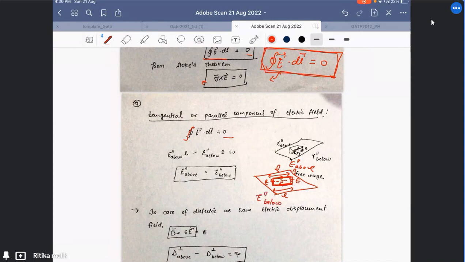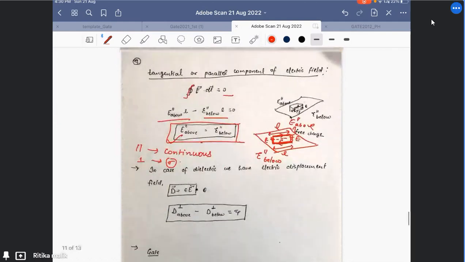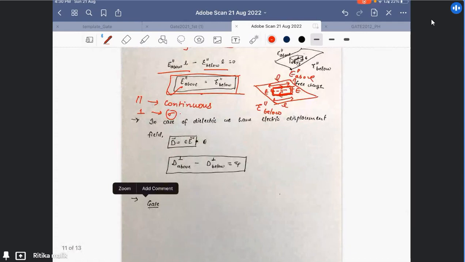So when we do the integral, we get E parallel above times L, but the sign gets reversed in the other direction when we go to the below part. There will be a sign because of the reverse direction, and that says that E parallel above is equal to E parallel below. So this is the second boundary condition, which says that the parallel component is always going to be continuous, but the perpendicular component has a discontinuity that depends upon sigma upon epsilon naught. These are the boundary conditions for the electric field. But when we are talking about dielectric material, we are not just talking about the electric field.